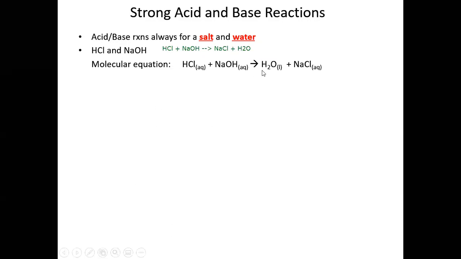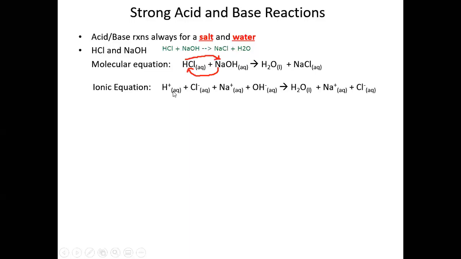So this would be the molecular equation. Again, you take the sodium and the hydrogen from HCl, and they switch positions. So again, this is the molecular equation. This is what the ionic equation would look like, and notice that since H2O is a liquid, it remains intact. It's not separated.